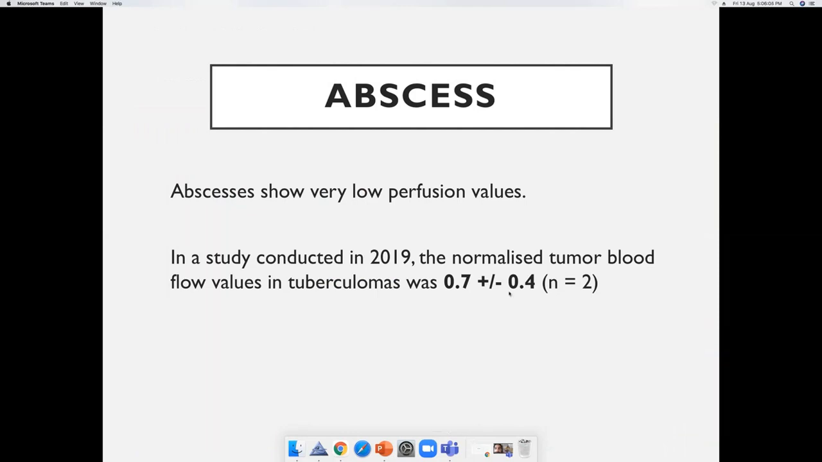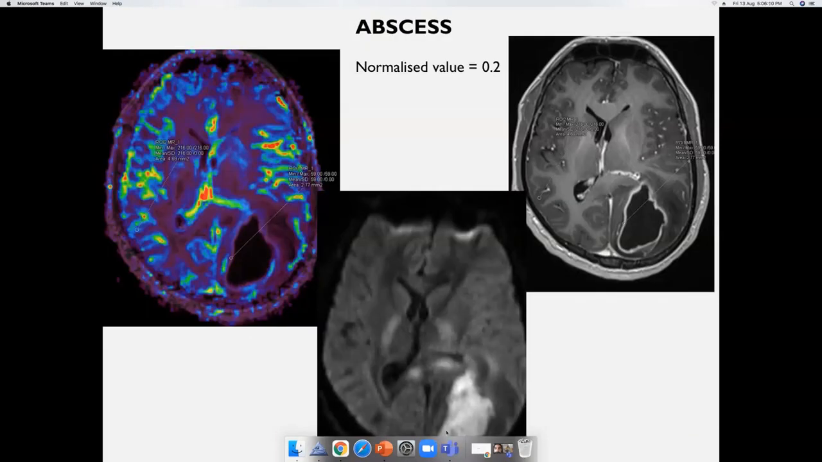Abscess is never a problem, but I just included it: if you have a central restriction, you obviously diagnose, but I wanted to show that if you avoid the adjacent vessels, the abscess has a hypovascular wall. These are just vessels around it, and you will get very hypoperfused values. So abscess cannot confuse you.